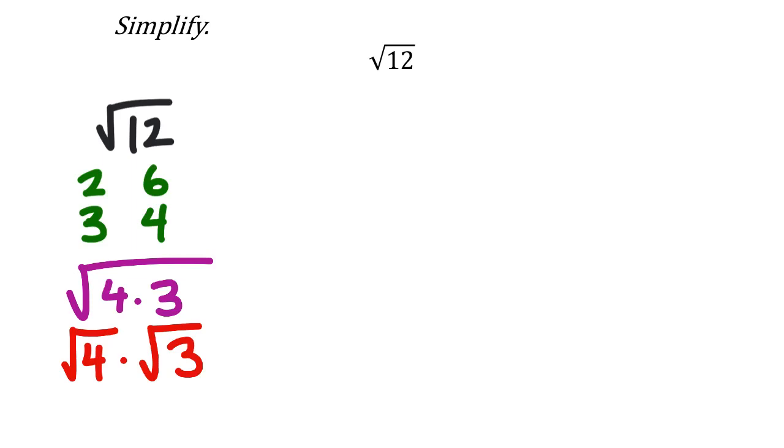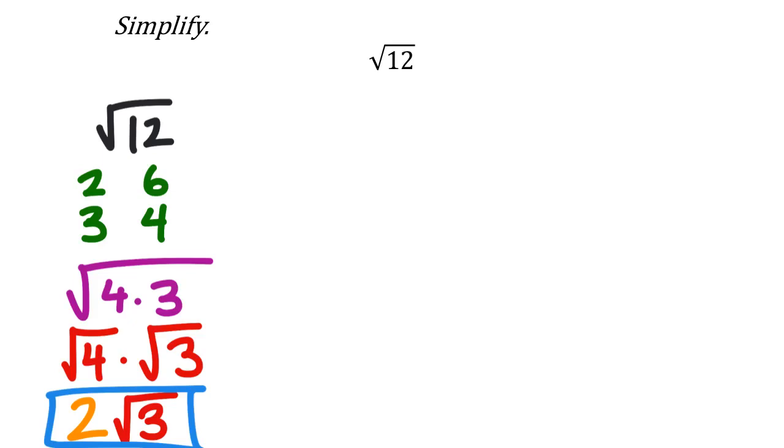Well, the square root of 4 is 2. And the square root of 3, like we said in that method A, it's not a perfect square. So I just keep it in the square root, and that completes that simplification of this square root of 12. Now that was method A.